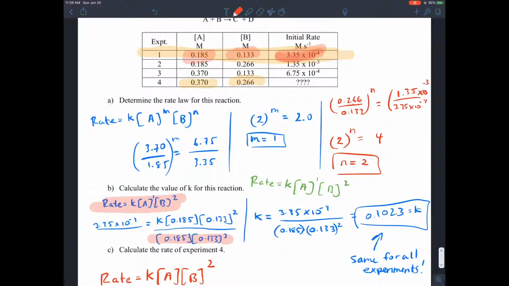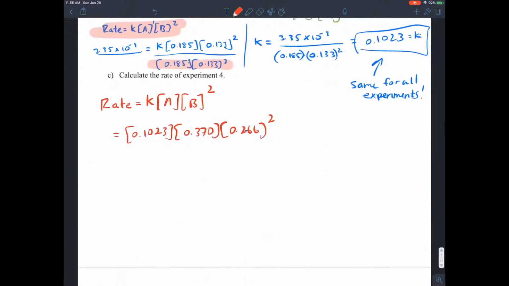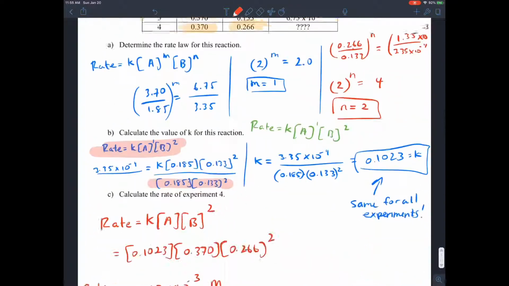And that's why this is so useful. If you know the orders of your reactants and you know your K constant, you can quite literally, through mathematics, determine how much faster your rate will be without even doing it to a reasonable degree. So once we're done, we can just submit this. So let's plug this into the calculator. 0.1023 times 0.370 times 0.266. Let's square that number, and I'm left with a new rate. So that rate 4 is going to be equal to 2.67 times 10 to the negative 3 molar per second. Great. And we solved our answers.